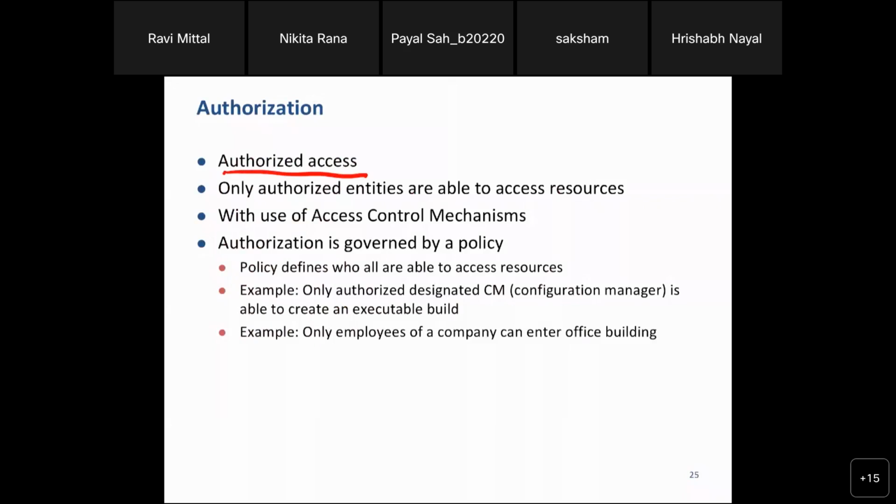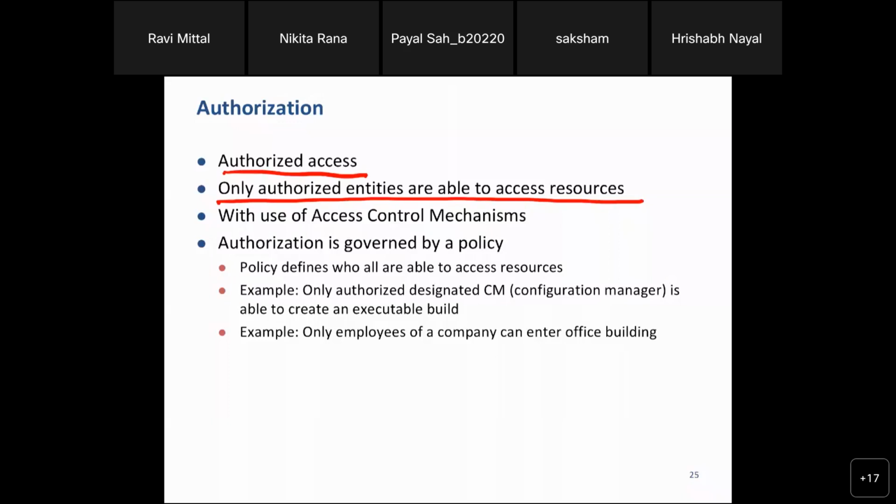So only authorized entities are able to access resources. For example, in many organizations, you cannot enter many labs, right? Only the people who are working in that lab are authorized to get into it. For example, in any organization you join, most likely you will not be allowed to get into the IT room where a lot of servers are, because anybody, even by mistake, can cause disruptions, right? So that authorization, who all are authorized to do different tasks, has to be implemented in the system.